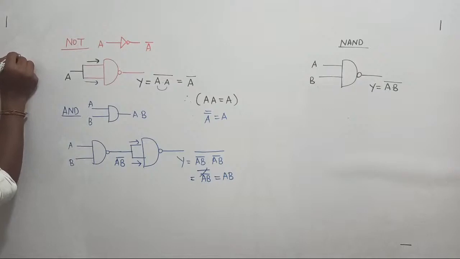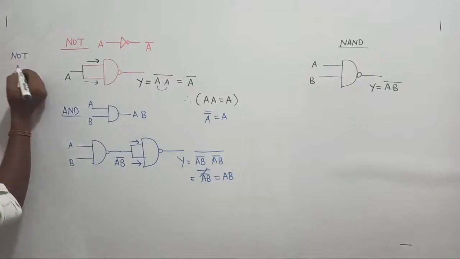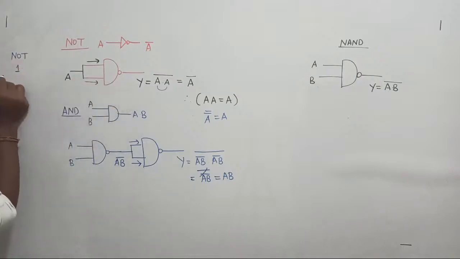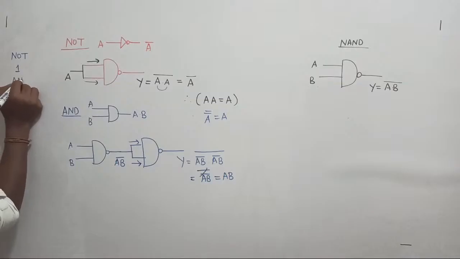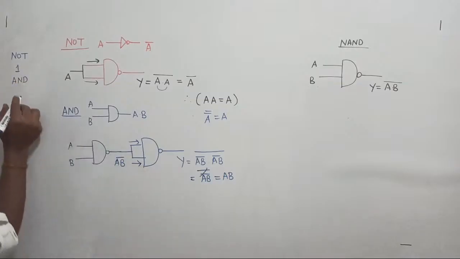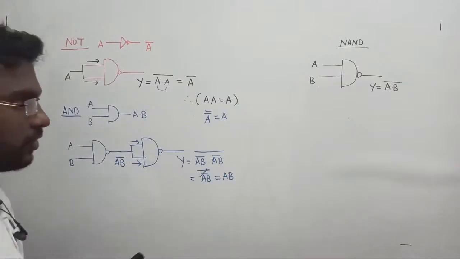So to design a NOT gate, I may need 1 NAND gate. If you want to design an AND gate, I may need 2 NAND gates, right? So let us continue our operation.